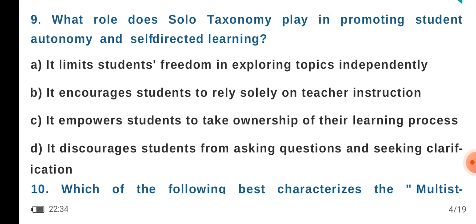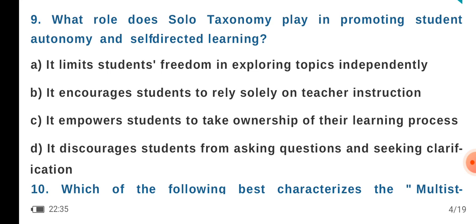Letter A, it limits students' freedom in exploring topics independently. Letter B, it encourages students to rely solely on teacher instruction. Letter C, it empowers students to take ownership of their learning process. Letter D, it discourages students from asking questions and seeking clarification.